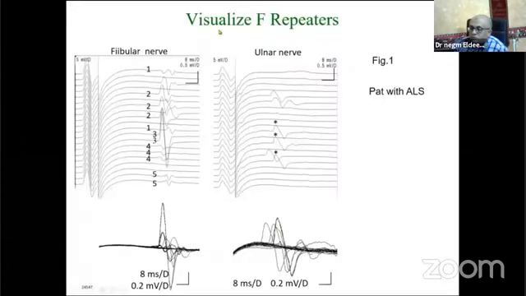Here is another way to visualize repeaters. For example, if you see number 2 here, this and this and this is the same. And if you look at number 4, this and this and this is the same. So this patient had many repeater F waves. And when we superimpose, we see that this is just one superimposed. It looks like one signal here, and the others do not show a constant latency. Here we have 3, and you see these 3 are superimposed with a darker line.